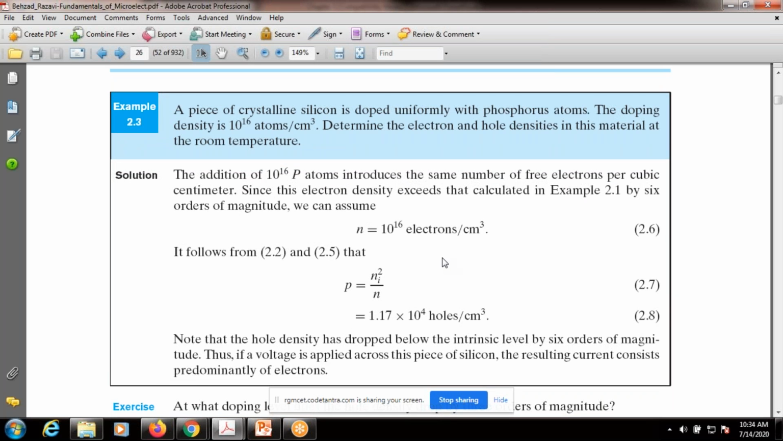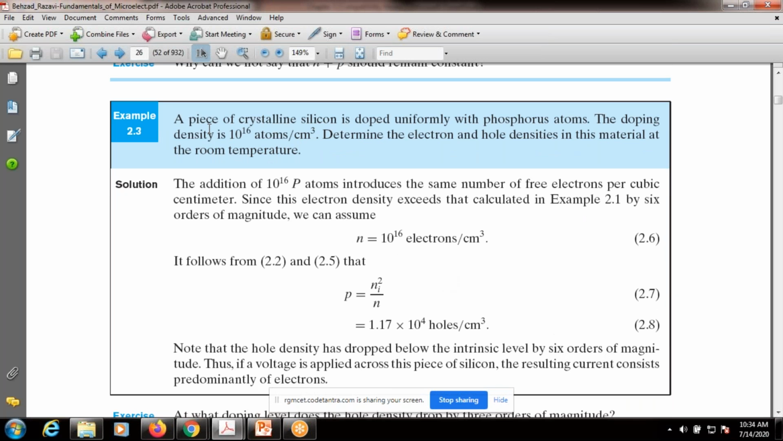Here there is one problem. A piece of crystalline silicon is doped uniformly with phosphorus atoms. The doping density is 10 power 16 atoms per cubic centimeter. So 10 power 16 phosphorus atoms are introduced within a cubic centimeter. Now determine the electron and hole densities in this material at room temperature.